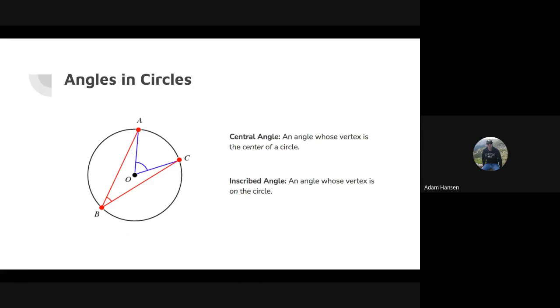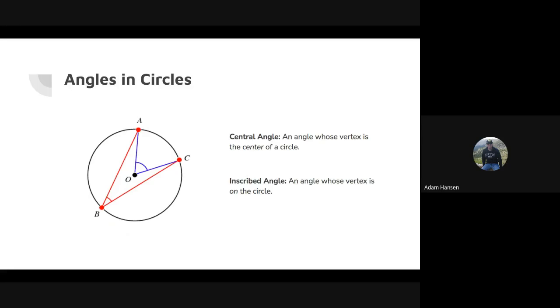Last set of information here: angle measures. We're going to talk about central angles and inscribed angles later in this unit. So what's the difference? A central angle is an angle whose vertex is at the center of the circle. Doesn't central mean in the middle? That's what central means, so it makes sense. The vertex is the corner point of the angle.